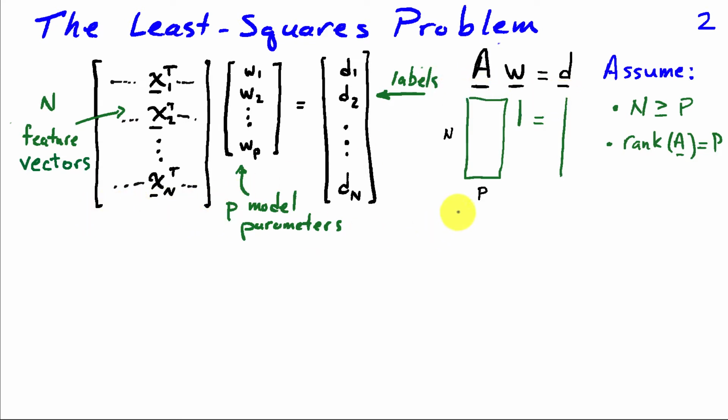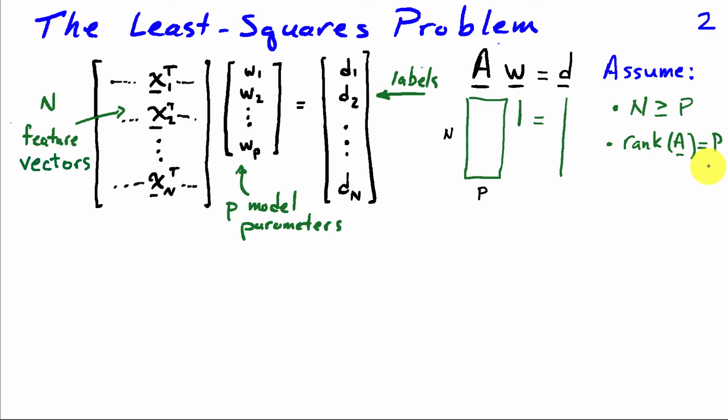composed of the feature vectors. So A is going to be an n by p matrix. The case we're going to consider has n greater than or equal to p. In other words, the number of feature vectors is greater than or equal to the number of model parameters. And this is frequently the case in machine learning problems. So W is a p by 1 vector, and when I multiply an n by p matrix into a p by 1 vector, I get an n by 1 vector D. Now a further assumption we're going to make is that the rank of the matrix A is equal to p.